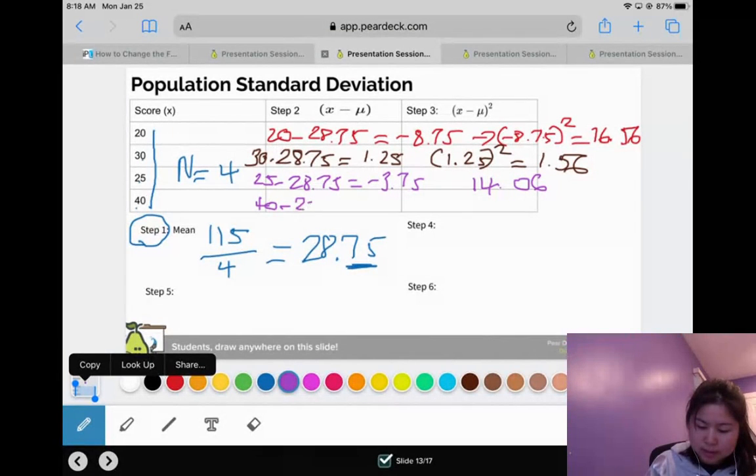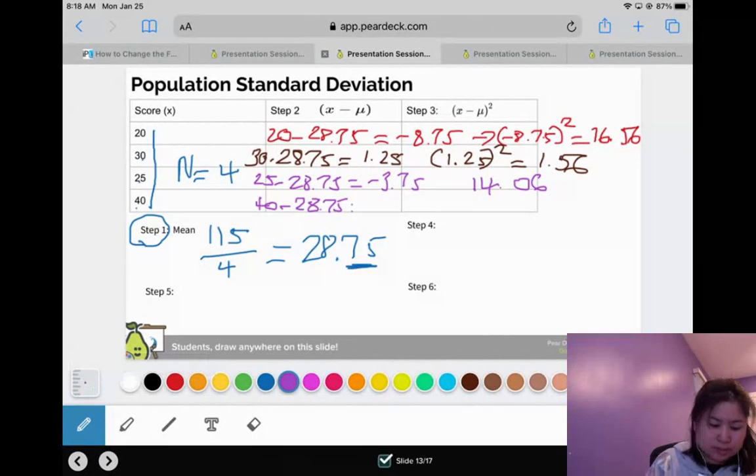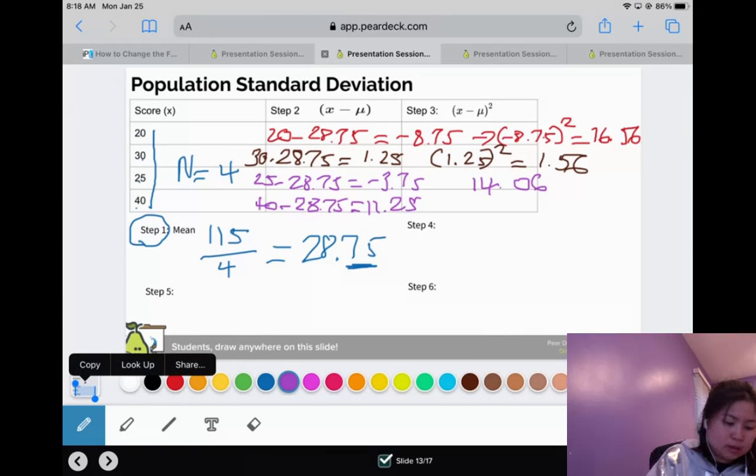I will do the next one. 40 minus 28.75. On your exam, I'm not going to give you a lot of numbers, okay? I'm just going to give you a few so that I can test to see if you know how to do it by hand. This one will be 11.25, squared, 126.56.